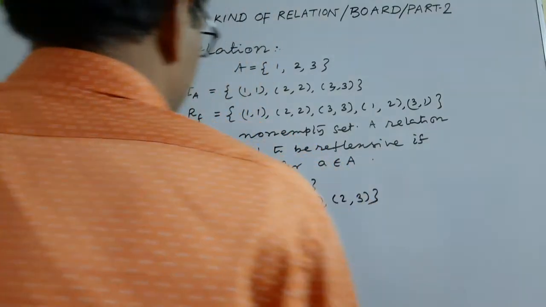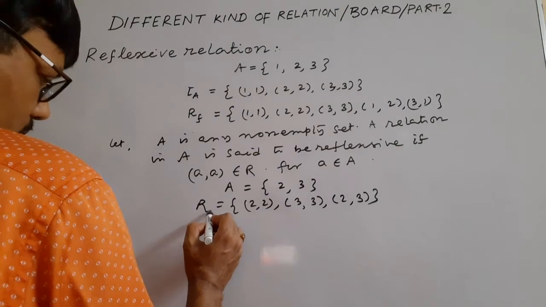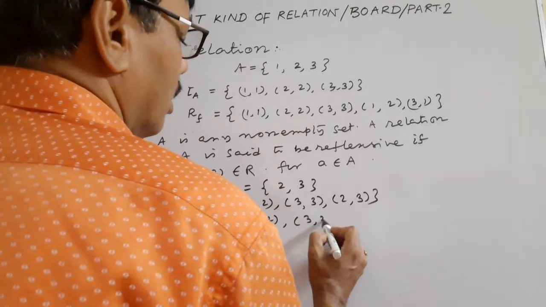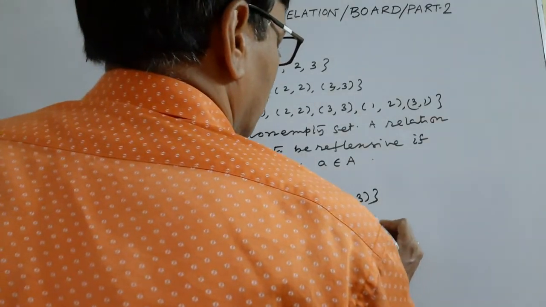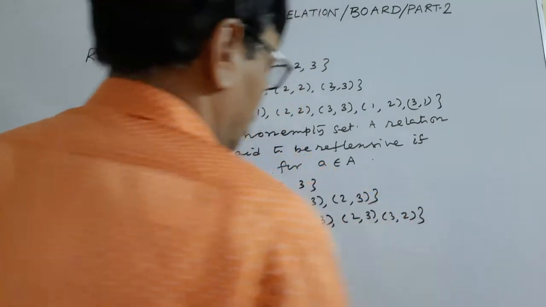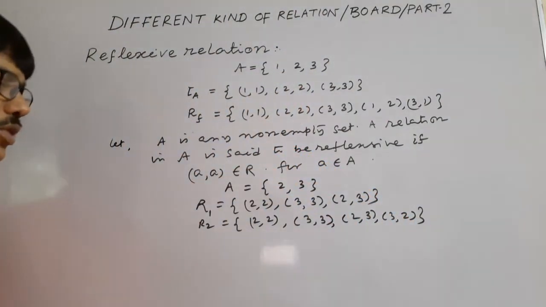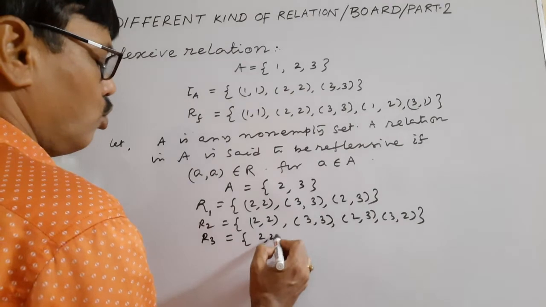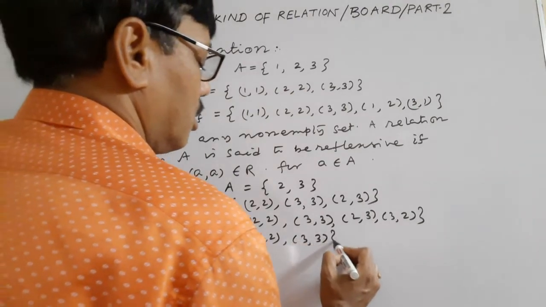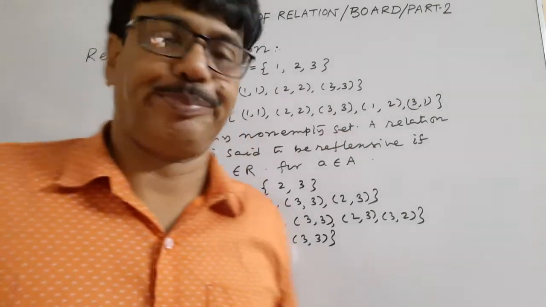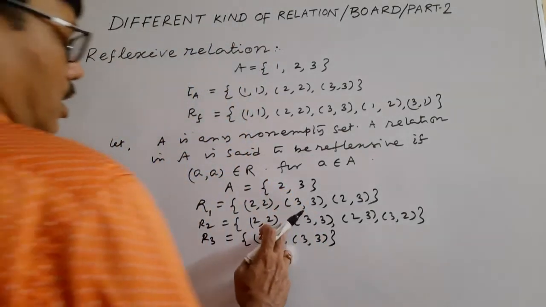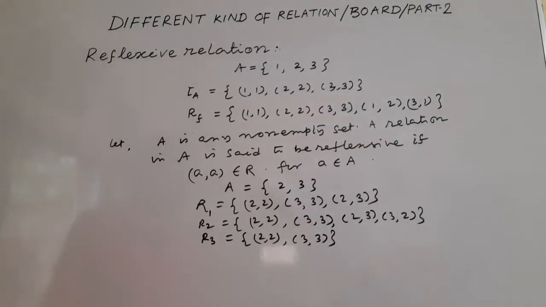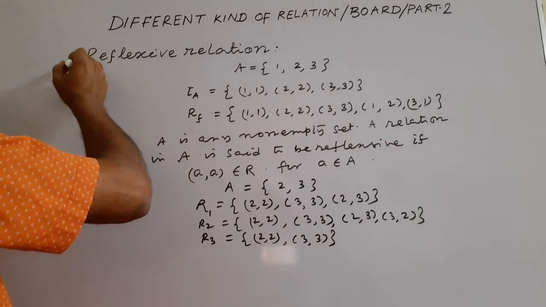This is reflexive. R2 is {(2, 2), (3, 3), (2, 3), (3, 2)}. This is also reflexive. And R3, which has (2, 2), (3, 3), is also reflexive. So this one is the universal relation. So every universal relation is also reflexive. So that is reflexive relation.